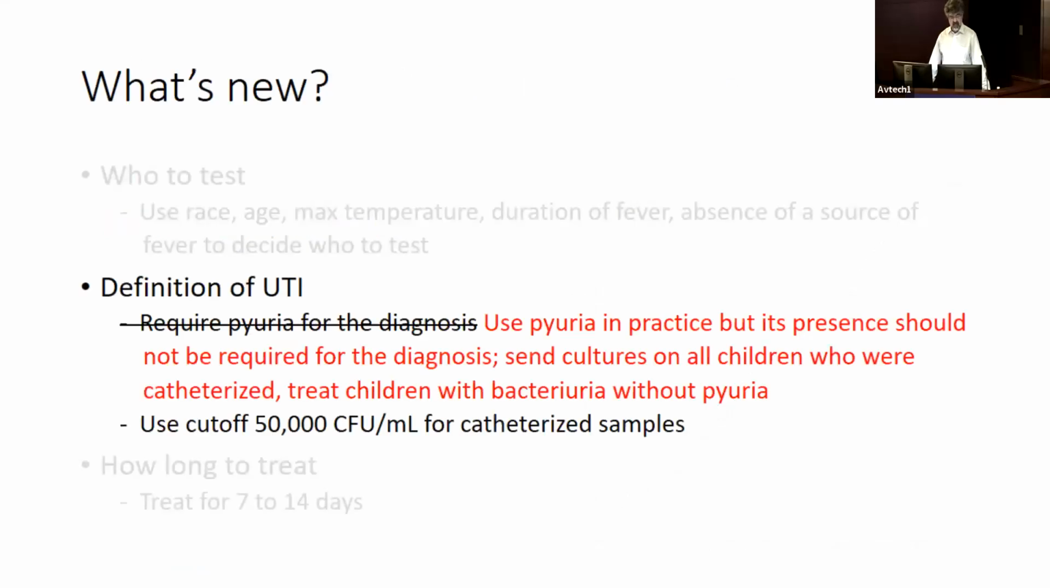So based on the data, this is my opinion really, but I think we should use pyuria in practice because it's a helpful test like we saw in the first slide. It took our probability from 21% to 71% in that hypothetical example. So it's very useful. We should continue to use it. It's a quick and dirty test that's very helpful because it's available and it costs a few cents.